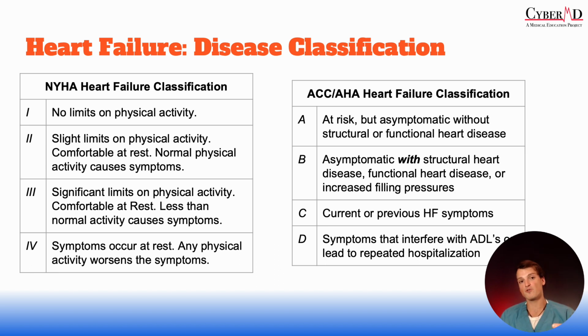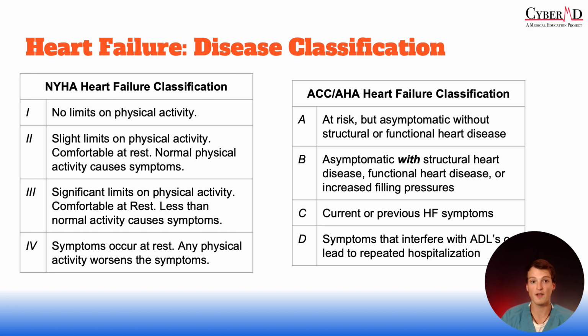We take that a step further and we go to class 3. Patients in that category have significant limitations on physical activity. So class 1, no limitations. Class 2, a little bit of limitation. Class 3, significant limitations to their physical activity. Again, these patients can remain comfortable at rest, but even less than normal activity, so really easy things, will cause symptoms. So, for instance, maybe walking a short distance on flat ground, not climbing stairs, but walking a short distance on flat ground, or even maybe dressing themselves, can lead to symptoms. So, comfortable at rest, but significantly limited when it comes to physical activity.